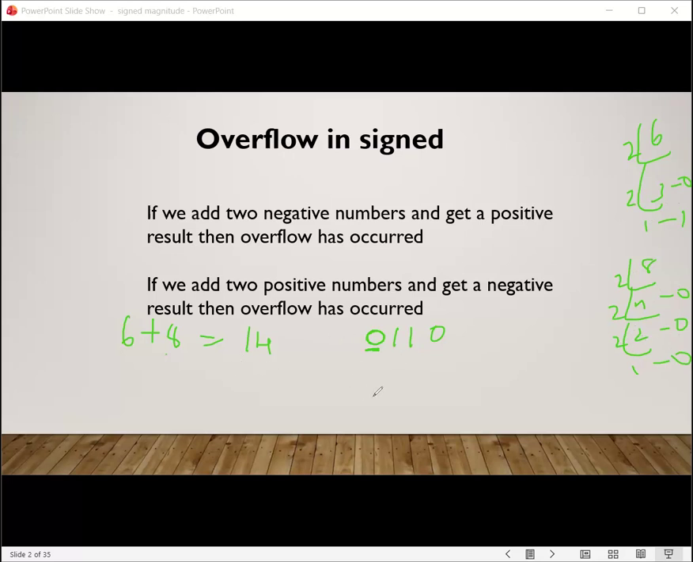for 8, we have the 4-bit 1000, extended to 8 bits. So this is 0, 0, 0, 1, 0, 0, 0, and the sum is 0, 1, 1, 1, 0. Now even for this you won't get a carry.